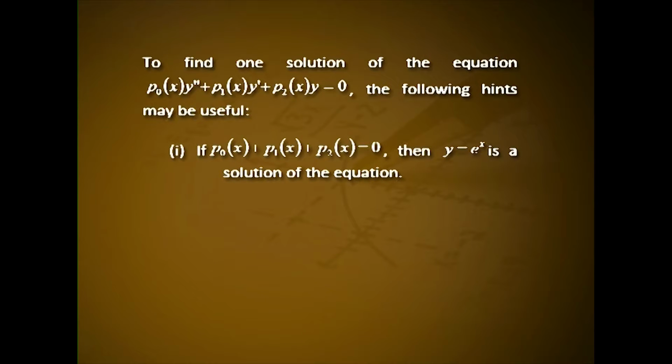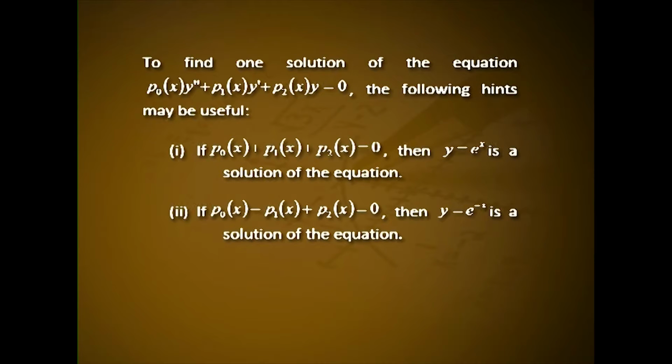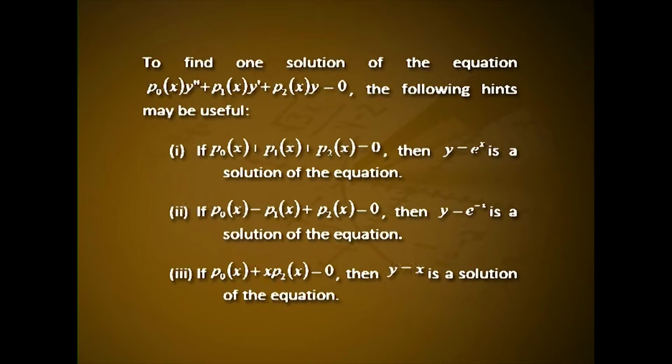Note: to find one solution of the equation p0(x) y'' + p1(x) y' + p2(x) y = 0, the following hints may be useful. First, if p0(x) + p1(x) + p2(x) = 0, then y = e^x is a solution of the equation. Second, if p0(x) - p1(x) + p2(x) = 0, then y = e^(-x) is a solution of the equation. Third, if p0(x) + x p2(x) = 0, then y = x is a solution of the equation.